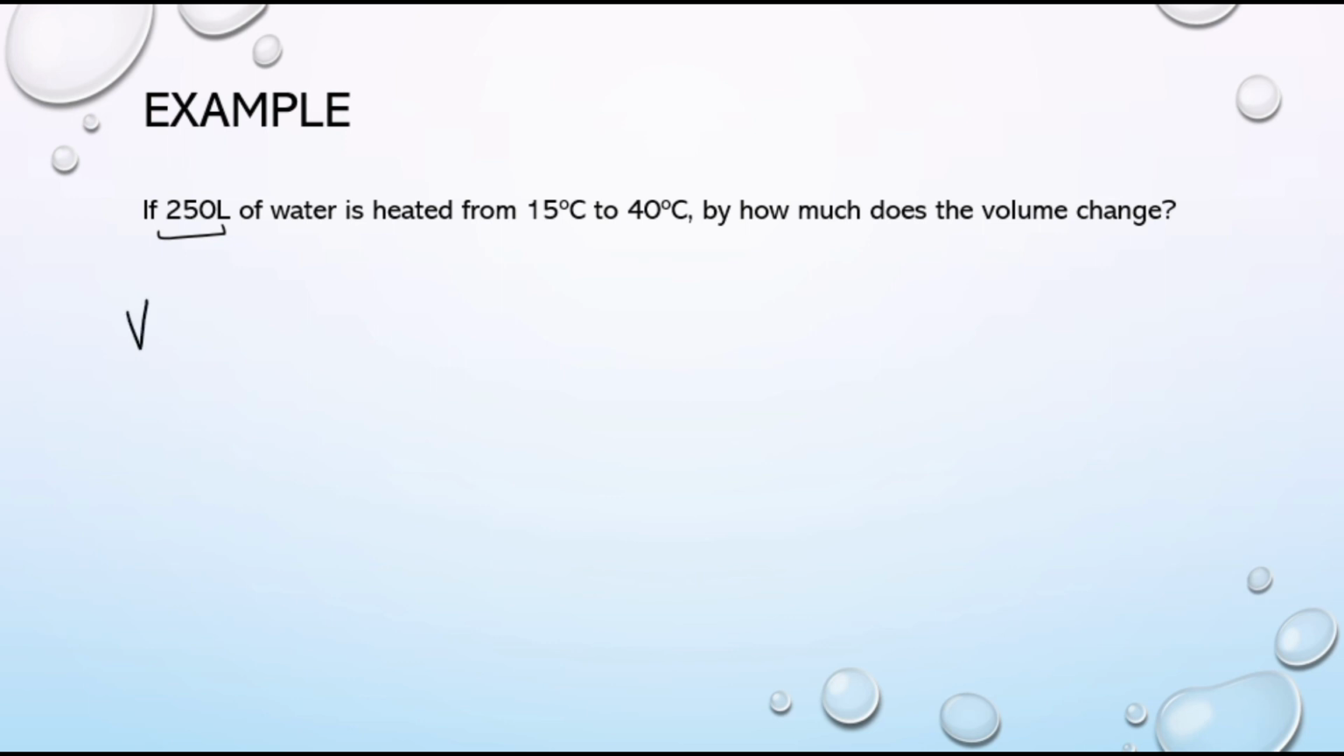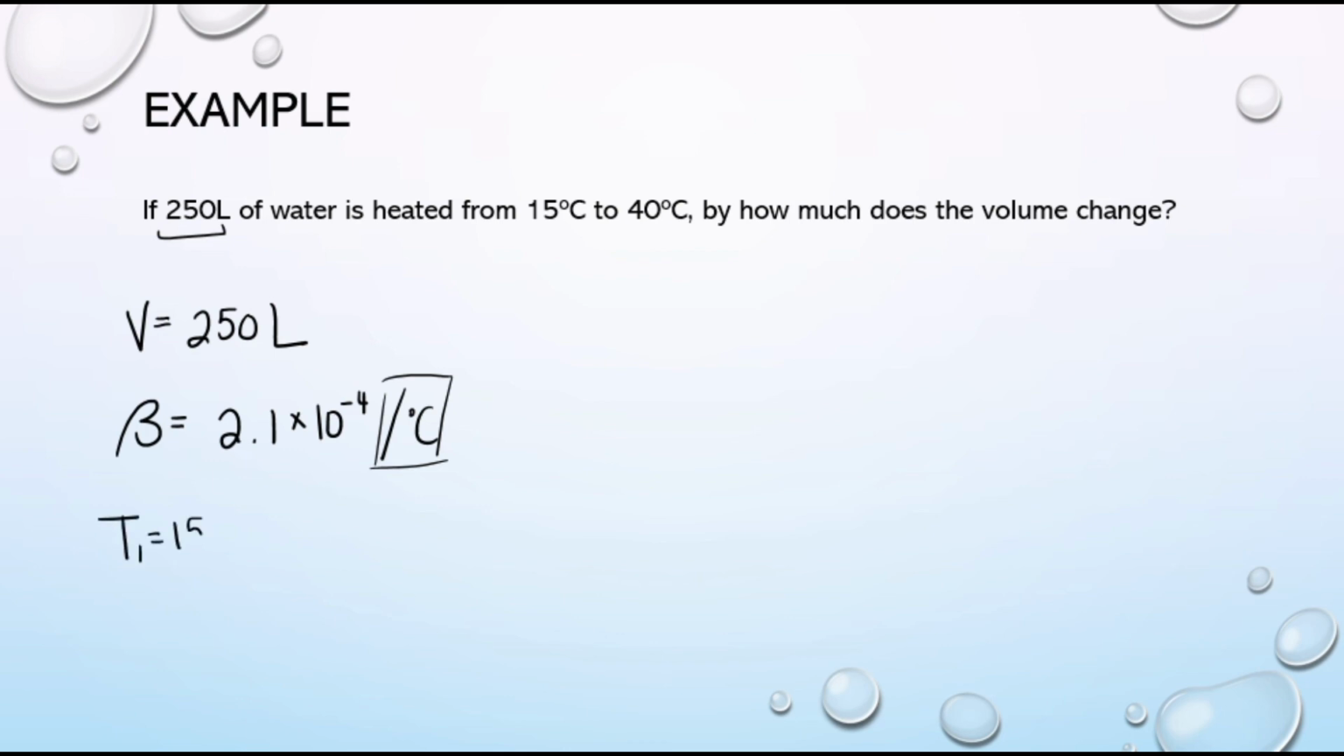So we have an original volume of 250 liters. We need to find the coefficient of volume expansion for water in metric. If you go to your formula sheet, you'll see that it is 2.1 times 10 to the -4 per degrees Celsius. I don't usually write that down because it looks like part of the thing, so I'm just going to box it off. And how about our change in temperature? We started at 15. We ended at 40. Our change in temperature is T2 minus T1. 40 minus 15 equals 25 degrees Celsius.